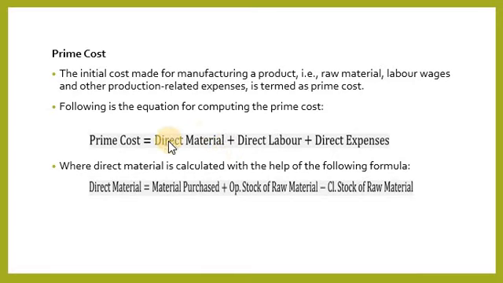Here also we will calculate the direct material. We have a formula for the calculation of direct material. That means direct material is calculated with the help of the following formula. Direct material equals material purchased plus opening stock of material minus closing stock of material.